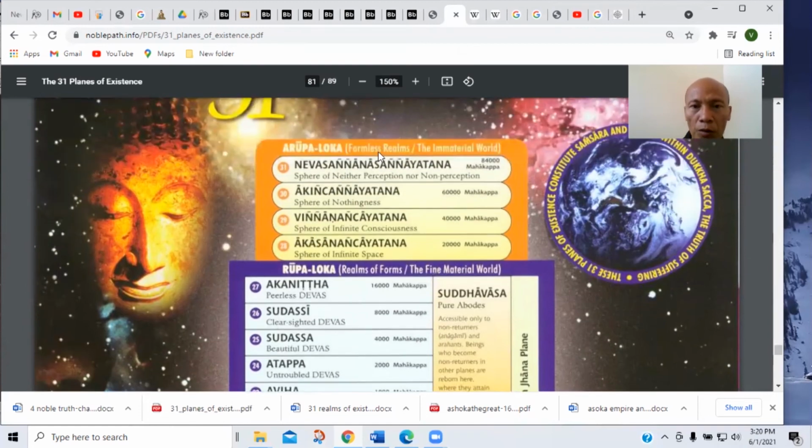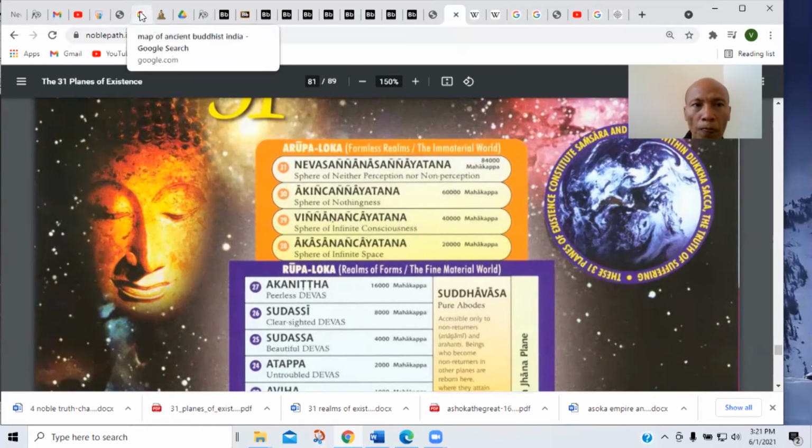And the last one, the formless realm, the immaterial world. The sphere of infinite space, they live up to 20,000 Mahakapas. The sphere of infinite consciousness, they live up to 40,000 Mahakapas. The sphere of nothingness, they live up to 60,000 Mahakapas. The sphere of neither perception nor non-perception, the lifespan is 84,000 Mahakapas. So you see how long they live in this world.